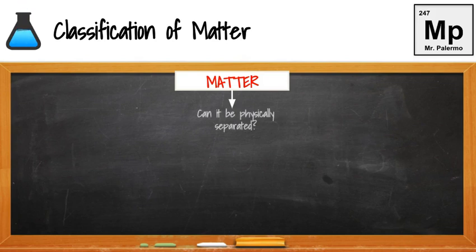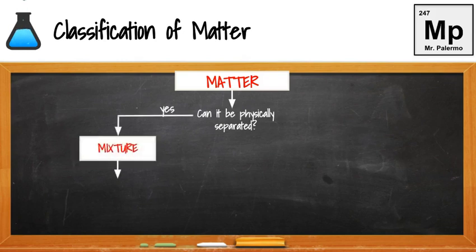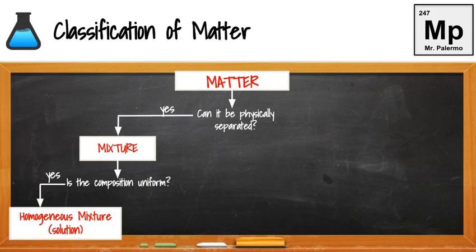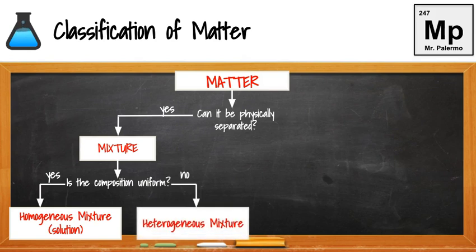If the matter can be physically separated, we classify that as a mixture. And if it's a mixture, is it uniform in composition, meaning, is it evenly distributed? If the answer is yes, we say it is homogeneous. It's a homogeneous mixture. Homo means same. A most common example in this course would be a solution, when you dissolve something in, let's say, water. If it's not uniform, it's not evenly distributed, we say it's heterogeneous.